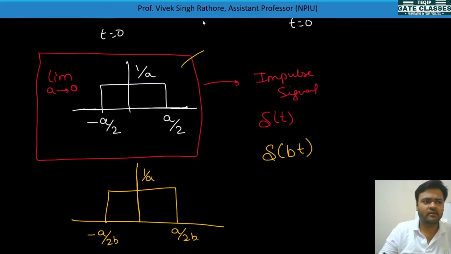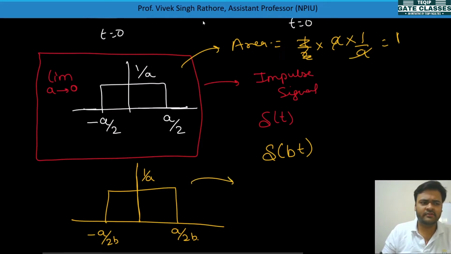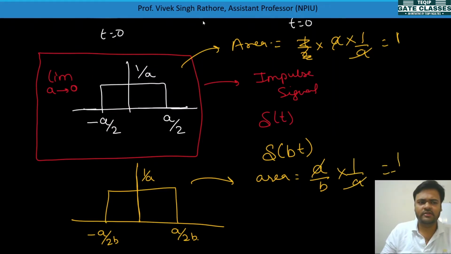Now see here, what was the area? You can calculate base into height. It is not a triangle, so area is only base into height. The base width is minus a by 2 to a by 2, overall a, and the height is 1 by a. So a into 1 by a, the area was 1. It was an impulse signal and the area was 1. Now just calculate this signal's area. You will get minus a by 2b plus a by 2b, meaning a by b, and the height is 1 by a, so the answer is 1 by b.